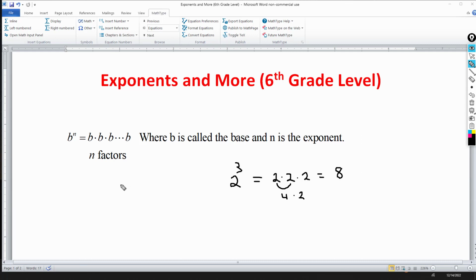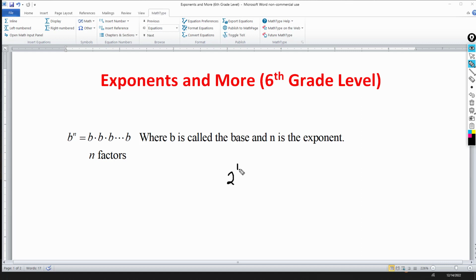Now, if I switch it around, let's say I write 3 to the 2nd. Now 3 is the base, and 2 is the exponent. The same thing: I write out the base as a factor, as many times as the exponent says. So 3 is a factor 2 times. 3 times 3 gives me 9. The mistake often made by students is to multiply the exponent times the base, saying 3 times 2. In this case, that doesn't work. 3 times 2 is 6, which doesn't give you 8. Or over here, you don't want to go 2 times 3 to get the answer. 2 times 3 is 6, which doesn't give you 9.